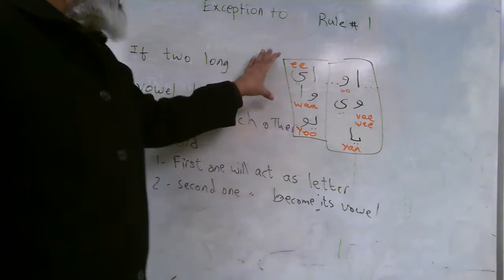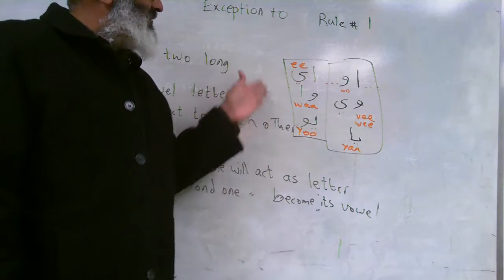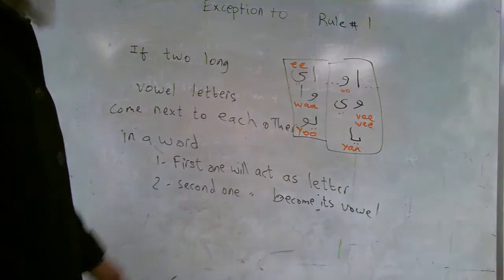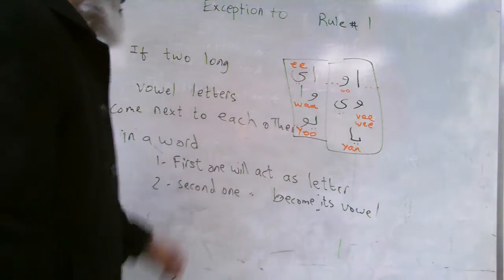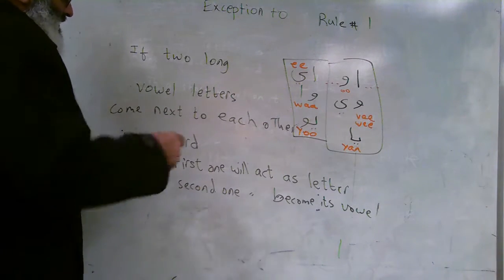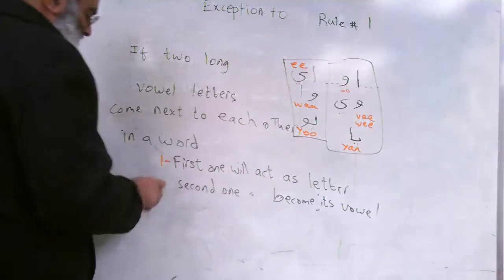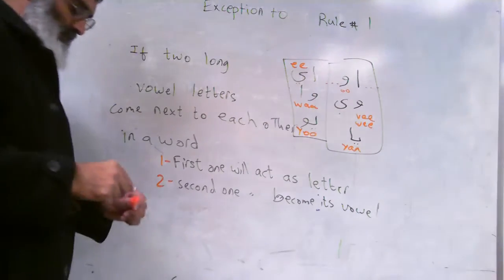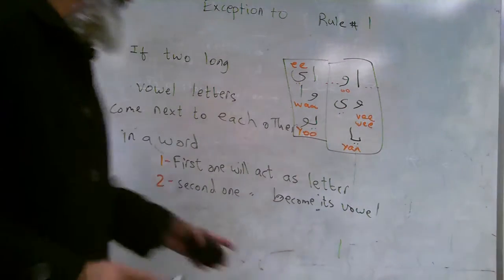We will practice these words because they are not very easily available in both books. So I made a list of them, and we will study them together as a group, using those pages, to learn how to read these words. But the general rule is, when you have a situation like this, the first letter will become a letter, and the second letter will become a long vowel. That is the exception to this rule, rule number 1.